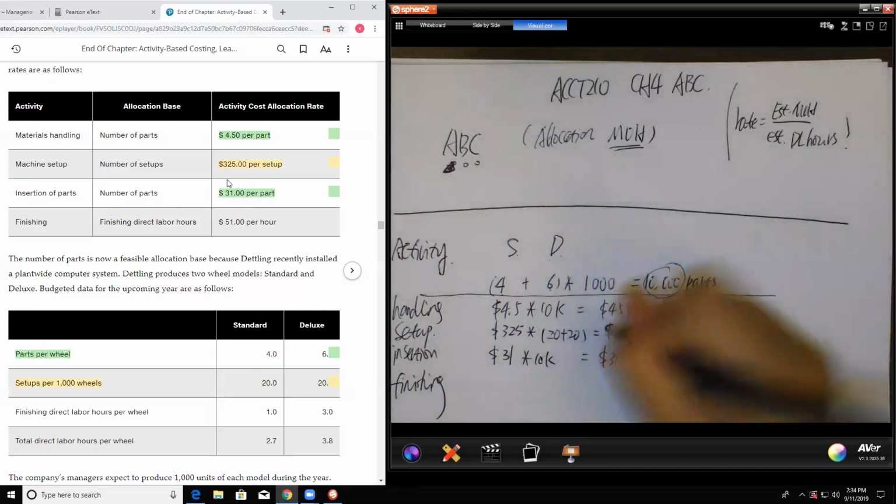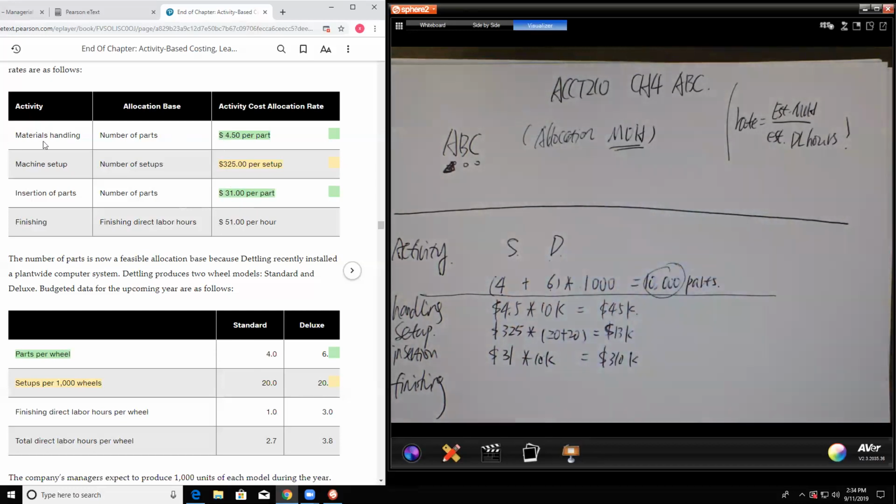Then we take care of our last activity, which is finishing, and it's based on finishing direct labor hours. Okay, I'll highlight this part too. So this is based on the parts, this is based on the number of setups, and the last one is based on finishing direct labor hours.